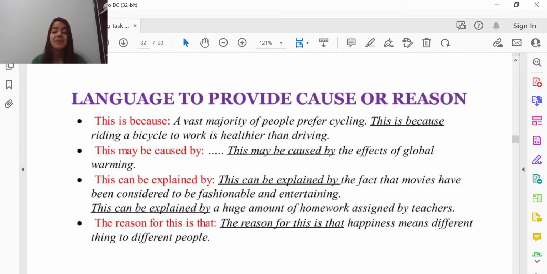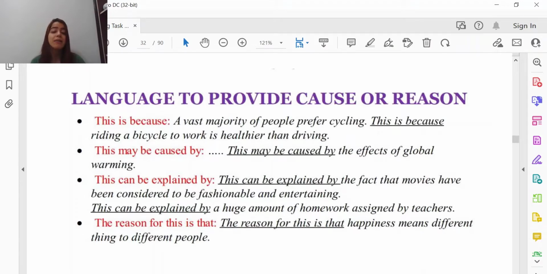The next item that can be used in this regard is "this may be caused by." Take a look at the way that it should be used in your sentence. You say something and then when you want to give a reason, you would go for this. This may be caused by the effects of global warming. So as far as you want to just give that kind of cause or reason, you would say, this may be caused by.